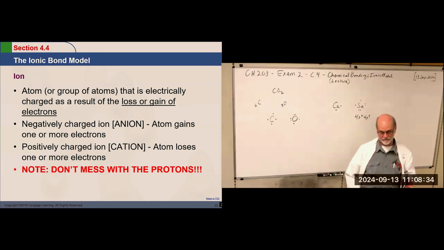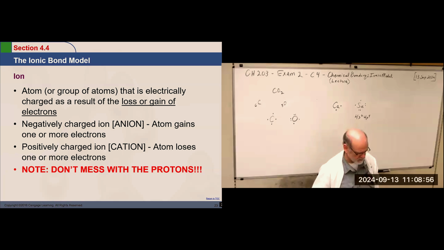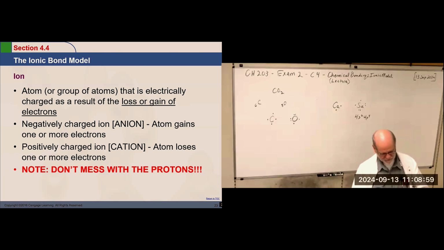We got a name for negatively charged ions, anions. Positively charged are cations. Just memorize it. I could go into a long spiel about why we found those names, but in the interest of time, we'll just say, remember.